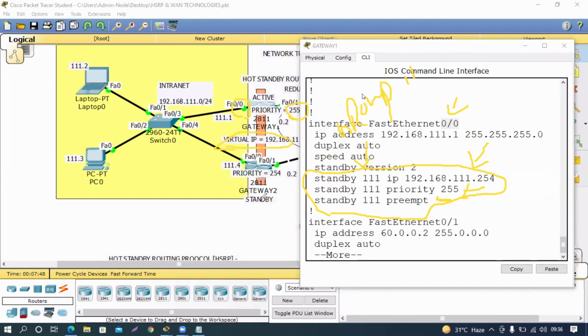Preemption is basically telling HSRP that whichever router has the highest priority, when it comes back online, make that router the active router again. So based on the highest priority, the active router is getting selected. These are the three commands you need to type in order to configure HSRP. So very easy configuration.